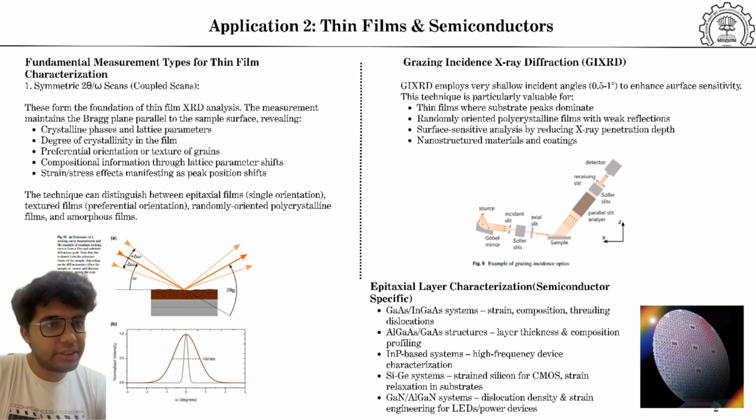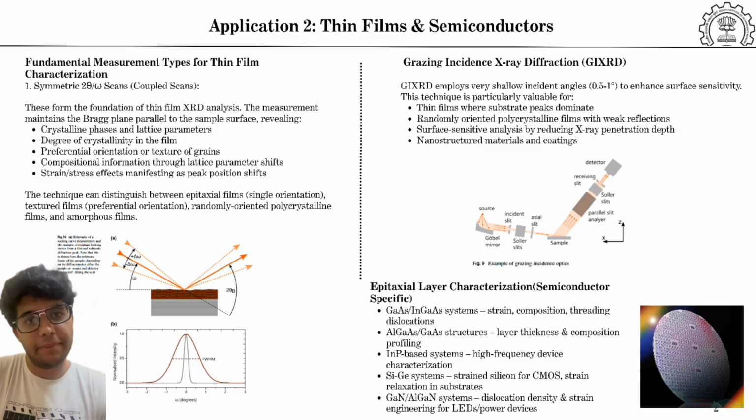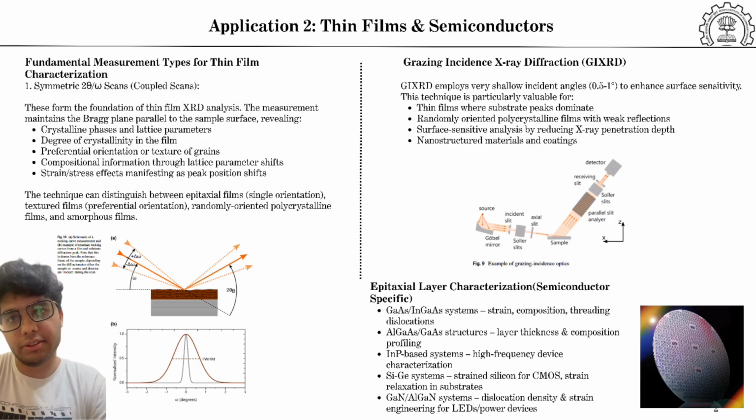When we want more surface sensitivity, we use grazing incidence XRD, or GIXRD. By lowering the incident angle to less than a degree, we reduce the penetration depth of the X-rays. That makes it ideal for studying very thin films where substrate peaks usually dominate, as well as nanostructured coatings.